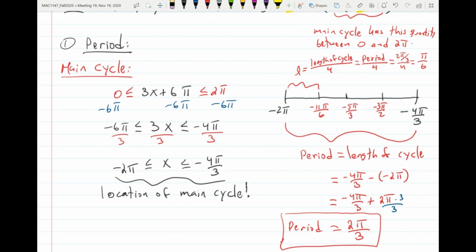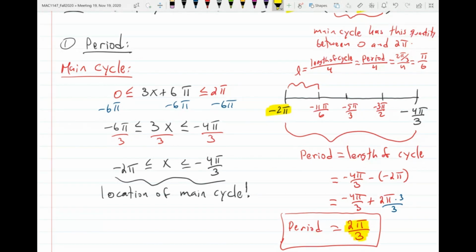So, moral of the story, from this picture of the main cycle, all you need to worry about is this guy, because once you know this guy, the rest of the numbers you can figure out easily if you know the period. If the period is 2 pi over 3, how can you figure out the endpoint? Just take the left endpoint and add the period to it, because that's the length of the cycle, and you get the other endpoint. So negative 2 pi plus 2 pi over 3 gives you negative 4 pi over 3. And to get the in-between points, all you have to do is find the length of each little piece, which is the period divided by 4, and you just keep adding this number until you find the points that you need.